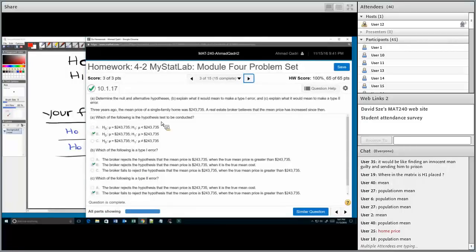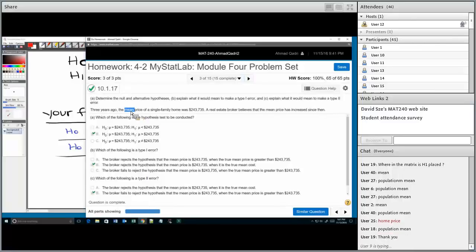Yes, so we're now testing the population mean. Very good. We're testing the mean now, not the proportion, but the mean. Excellent. And is this a right tail, left tail, or a two-tail test? Again, it's a right tail test, because we're talking about an increase.